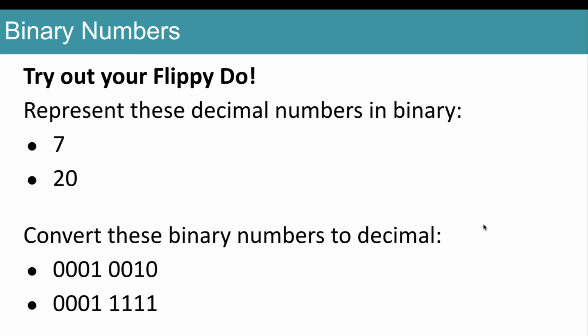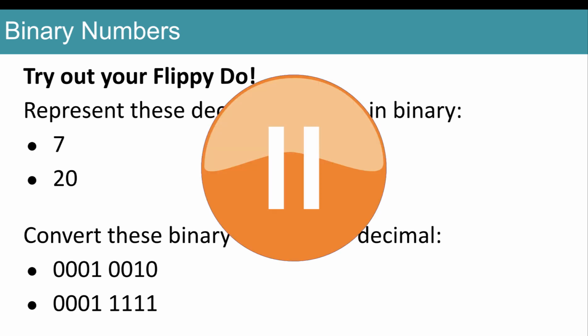So using your flippy-do, either your paper one or your digital one, represent these decimal numbers in binary. So which bits do you have to turn on so that all of those places add up to 7? And then which bits do you have to turn on so all those places add up to 20? And then convert these binary numbers to decimal. So turn on the bits 1 and 1 here, and then add those all up, and what decimal number does that represent? Pause the slide and do your work and then come back.